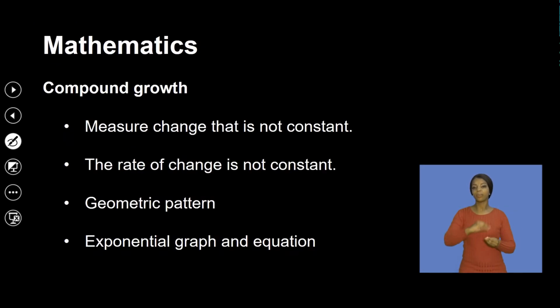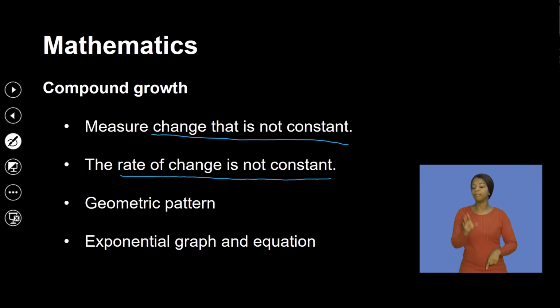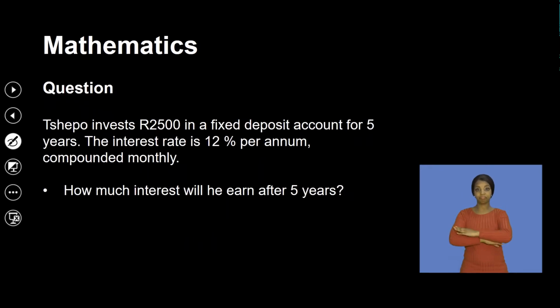But now let's compare this with compound growth and see exactly what we're talking about. Just a quick reminder, compound growth is when a change is not constant. Also, the rate of change is also not constant. And then the last thing is this forms a geometric pattern, which consequently means that this is an exponential graph and also an exponential equation. That's just a quick reminder of what exactly compound growth is. Now, let's also put this into context so that we can compare the two.